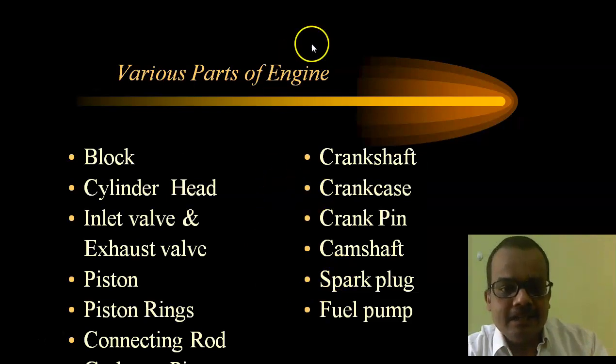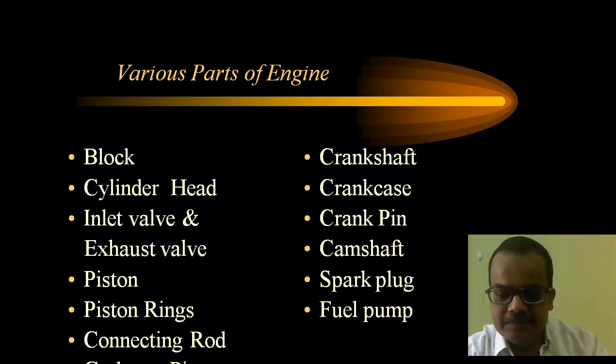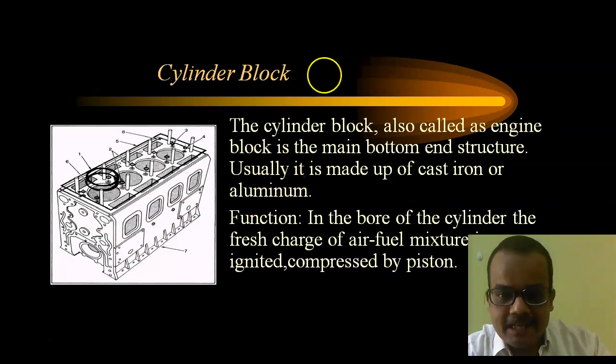Now here the names of the various components are listed, so you can go through them. That is the block, head, valves, piston, crankshaft, crankcase, crankpin, camshaft, fuel pump, spark plug. These are the important components of an engine. Now we'll see these components one by one and their functions. So we'll start with the cylinder block.